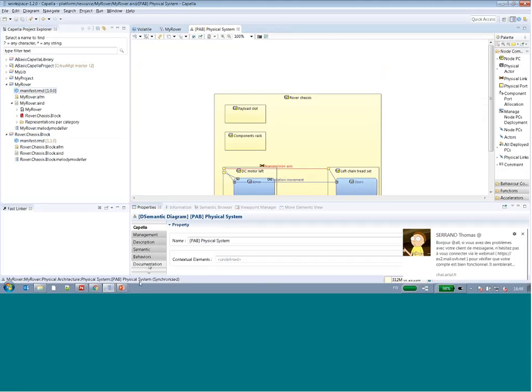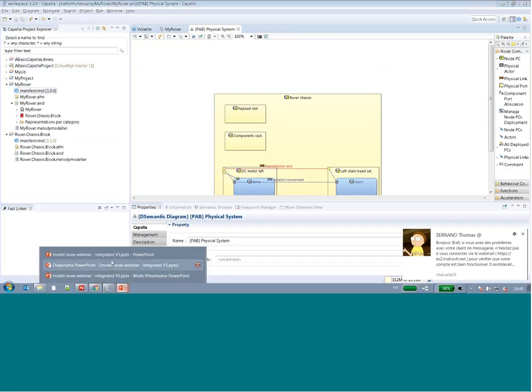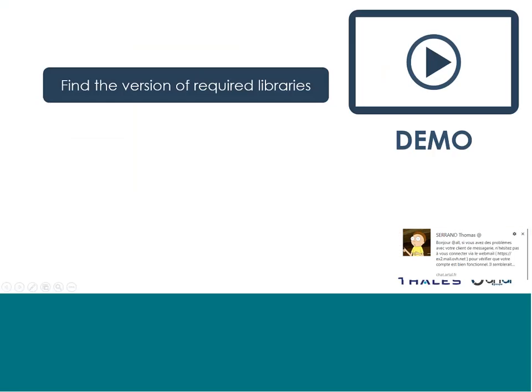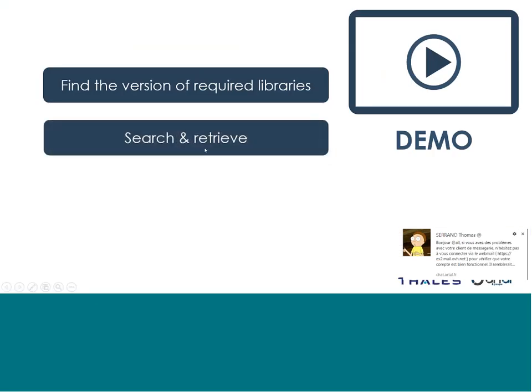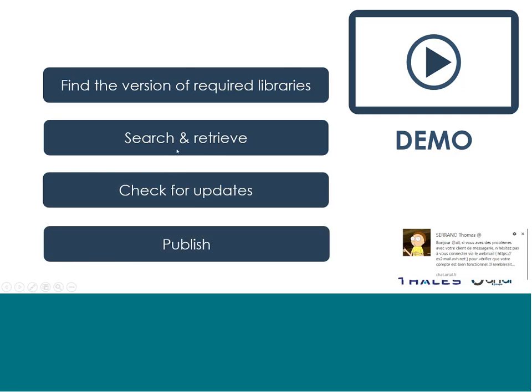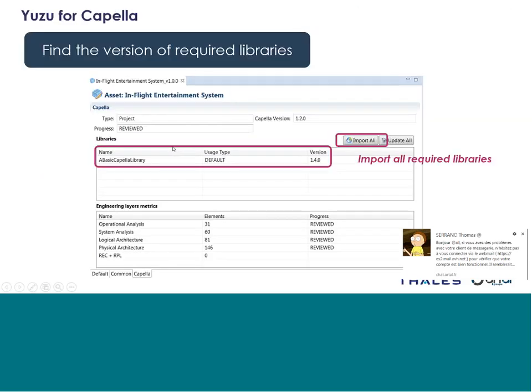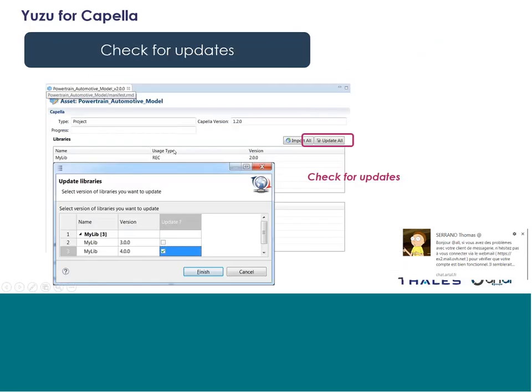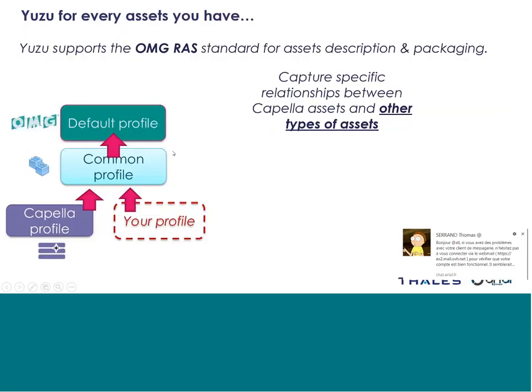Right. So I think we're good with the demo part of everything about Yuzu, almost everything. So we have the search and retrieve feature. We can check for dates. We can publish. So that's basically the same thing in slides. So I will pass over these elements.